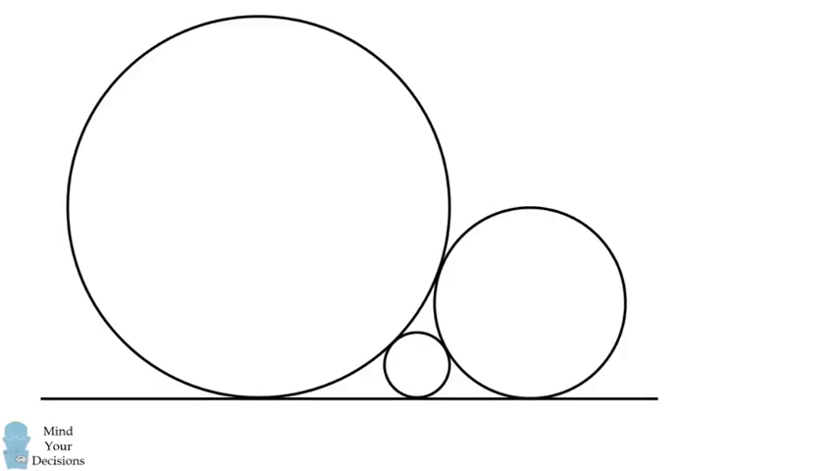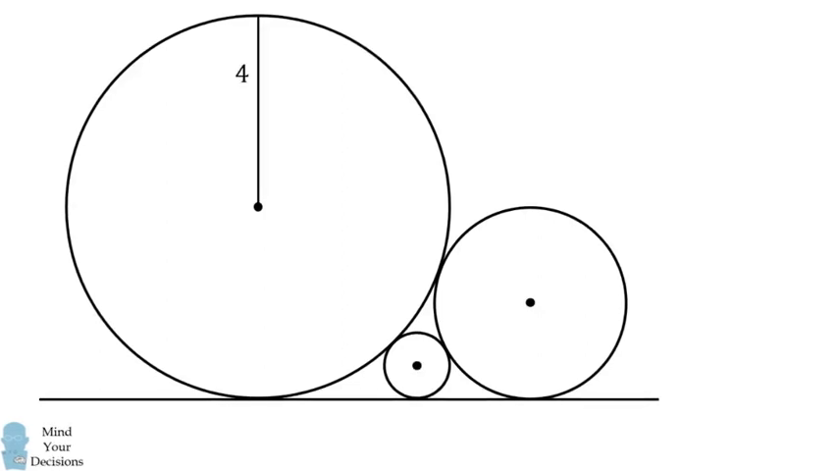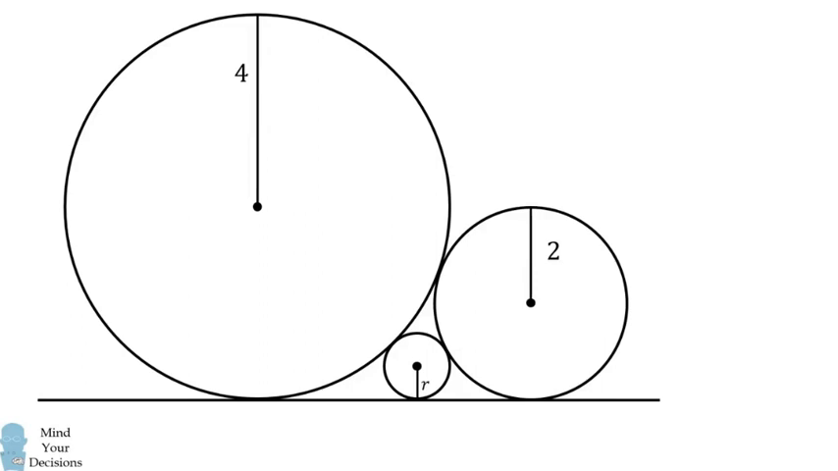So how can we solve this problem? Well, it will involve connecting the centers of these circles. The large circle has a radius of 4, the next largest circle has a radius of 2, and we'll label the third circle's radius as little r. Now we can create 3 different right triangles by connecting the centers of these circles.